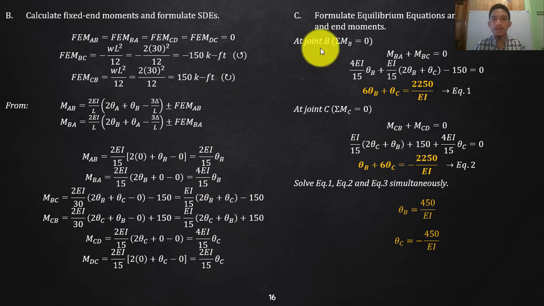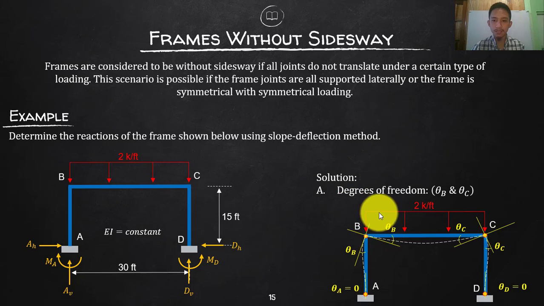Then all we need to do is formulate your equilibrium equations. This is now where we will be solving your rotations, and then put them back into your moment equations to solve for the end moments, and later on we will solve for the reactions. Formulate the equilibrium equations, calculate these rotations, and then substitute them back to calculate your end moments.